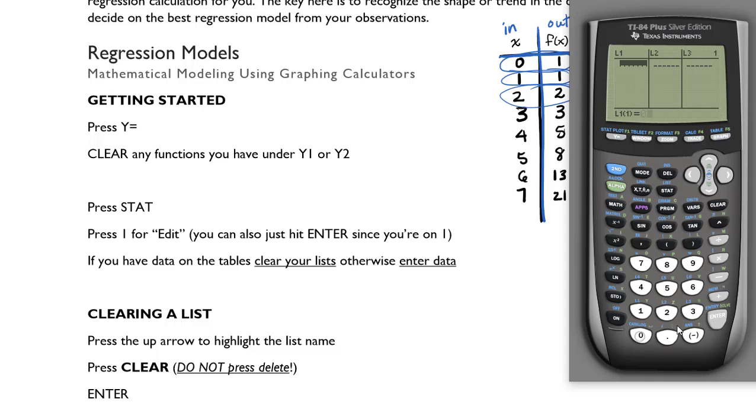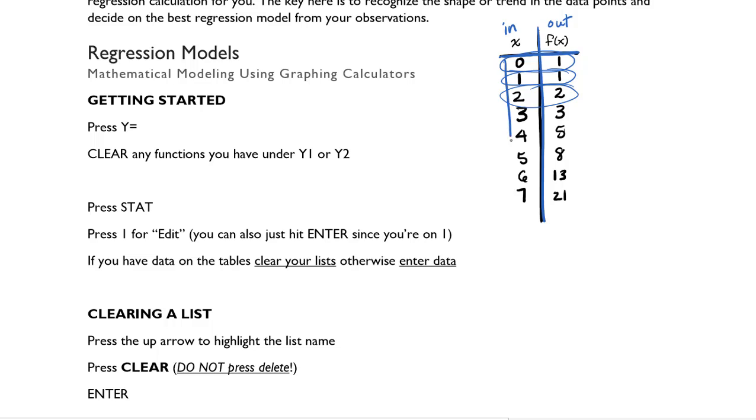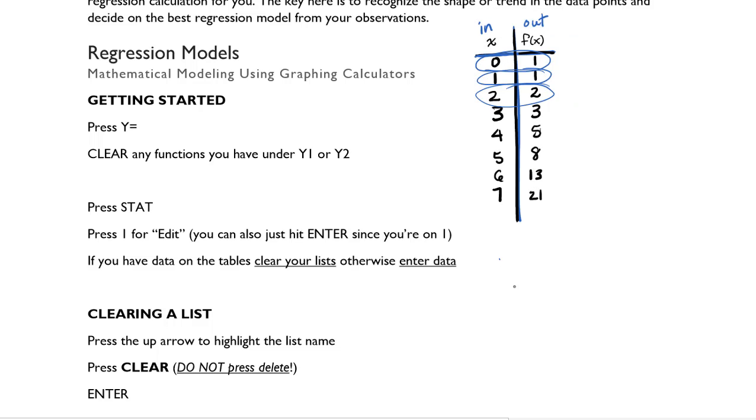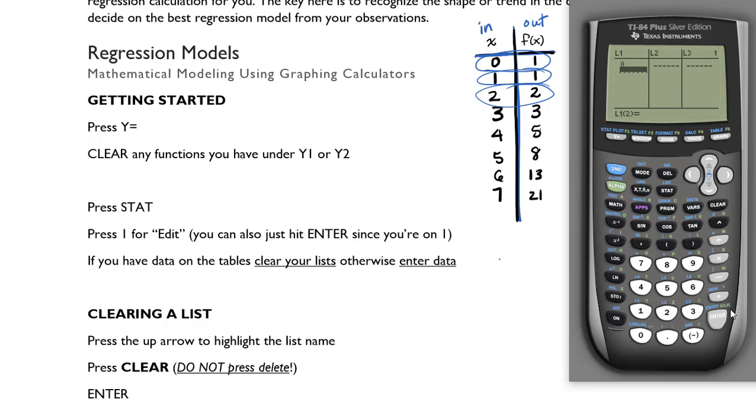So let's go ahead and put 1 and see how it advances. You type the digit and then enter, digit, enter, digit, enter, and it'll fill up list 1. So we will enter all the values in the X column before we enter the values in the Y column. So 0, 1, 2, 3, 4, 5, 6, and 7. So there are 7 coordinate points, or 7 dots.